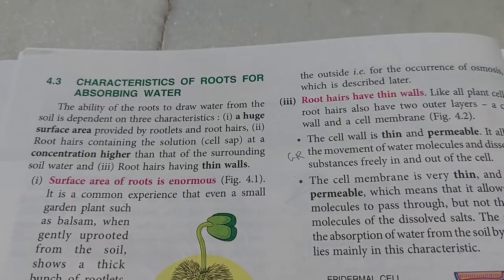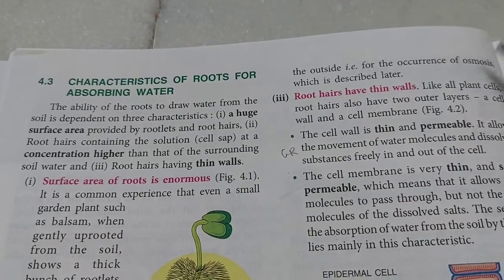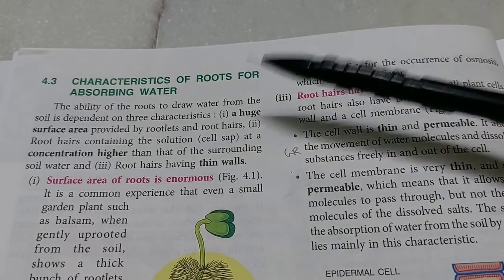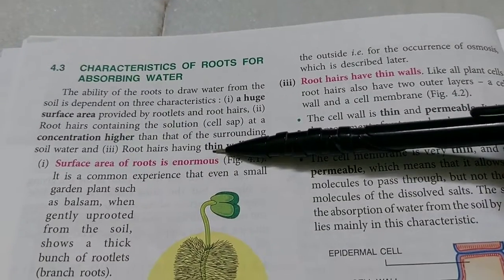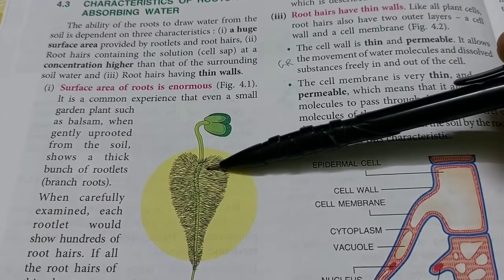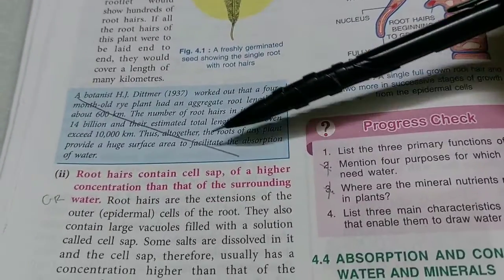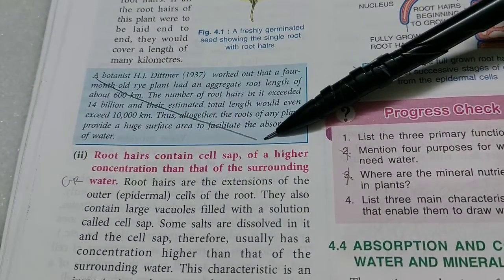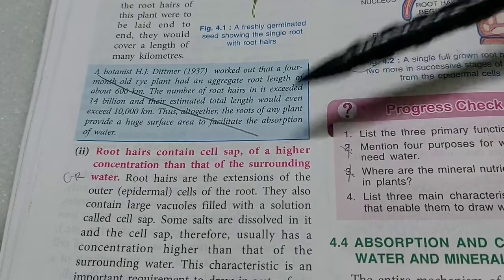Section 4.3, Characteristics of roots for absorbing water. They have three characteristics which make them efficient in their job. First, surface area of roots is enormous. They have so many root hair that the total surface area is large. Second, root hairs contain cell sap of a higher concentration than that of the surrounding water.